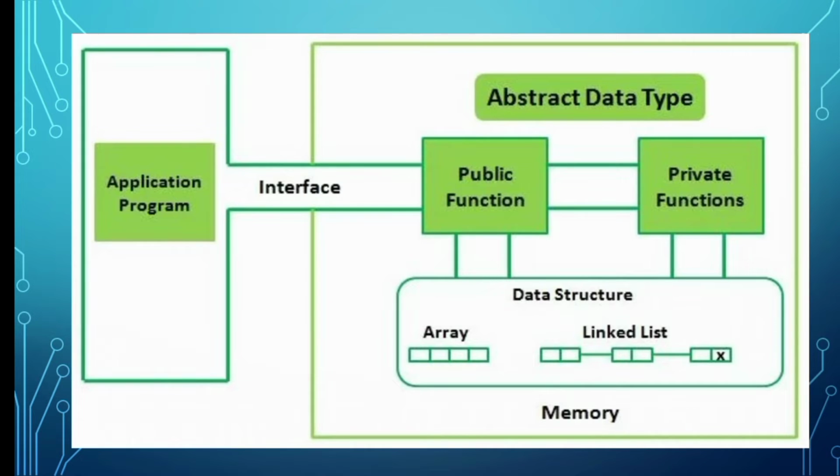Here we see a flow chart. There is an application program, which could be any application program, that connects with the functions through an interface. And there is a data structure that includes array and linked list in the memory. The data structure is connected to the functions either as public or private. So these represent the abstract data type.